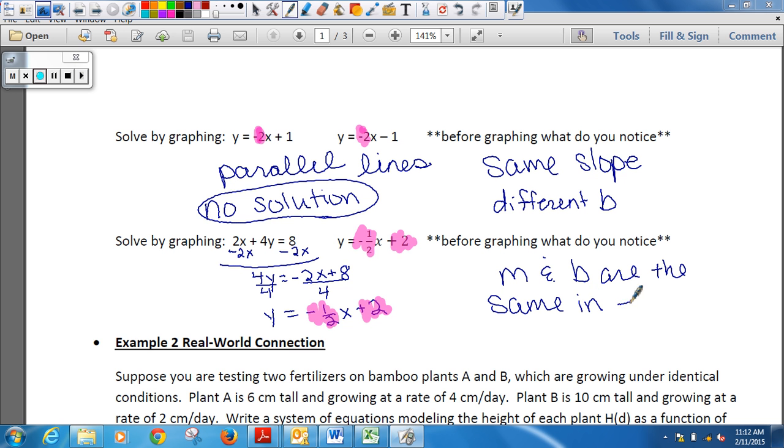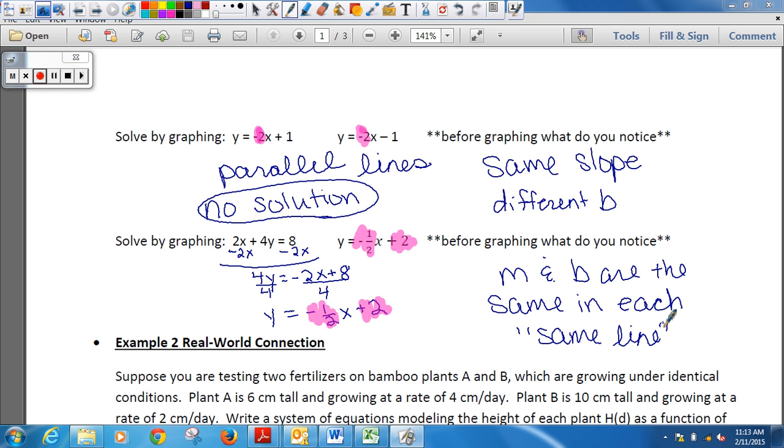Well, if they're the same in each, that means it is the same line. Let's go ahead and enter it into our calculator so we can see what it's going to look like. We're going to go to our y equals window again. You have to plug in where you have the y by itself. So I'm going to plug in for the first equation, parentheses, -1 divided by 2, close my parentheses, x plus 2. And my second one is going to be the exact same. Parentheses, -1 divided by 2, close my parentheses, x plus 2.